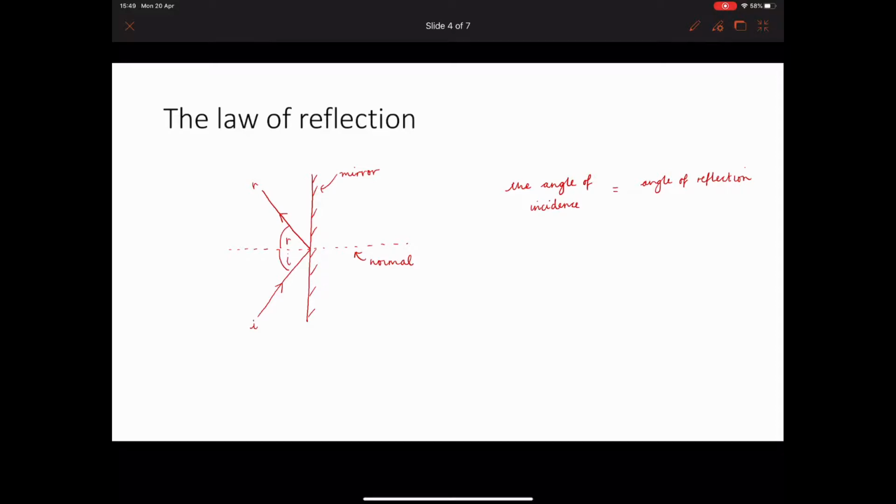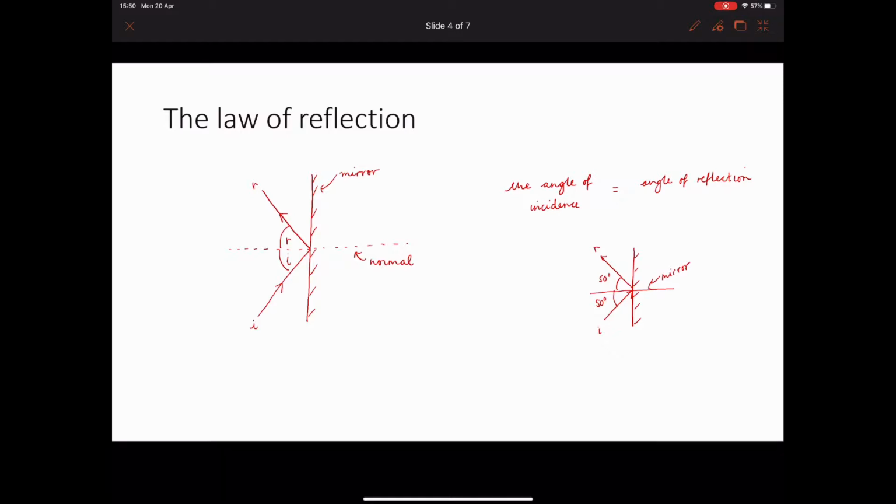So really quickly, if you were given a question with your mirror, there's your normal, there's your incident ray, and you were told that that angle there was 50 degrees, and then you had your ray coming out the other side here, and that's the reflected ray, and the question asked you to state the angle of reflection. Then you know that because the incident ray has an angle of 50 degrees, then the angle of reflection is also going to be 50 degrees.